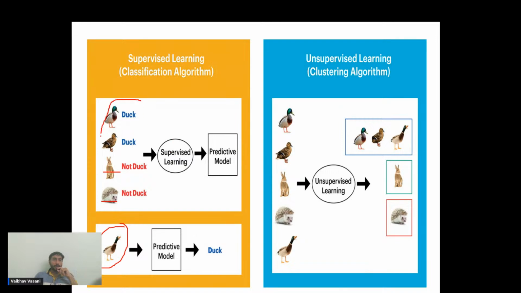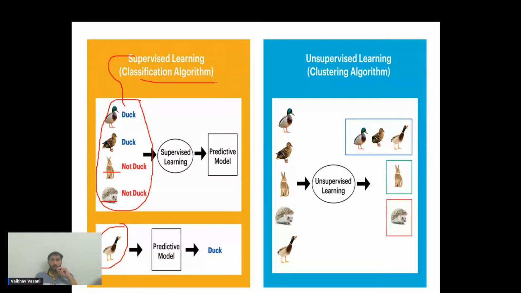This is because we have provided labels here. You can check, we have provided labels here. That's why our predictive model is in a position to classify it as a duck. This is the power of supervised learning. It is supervised because we have the labels present there, and when the labels are present we call it supervised, and those are known as classification algorithms. We can use any classification algorithm here.